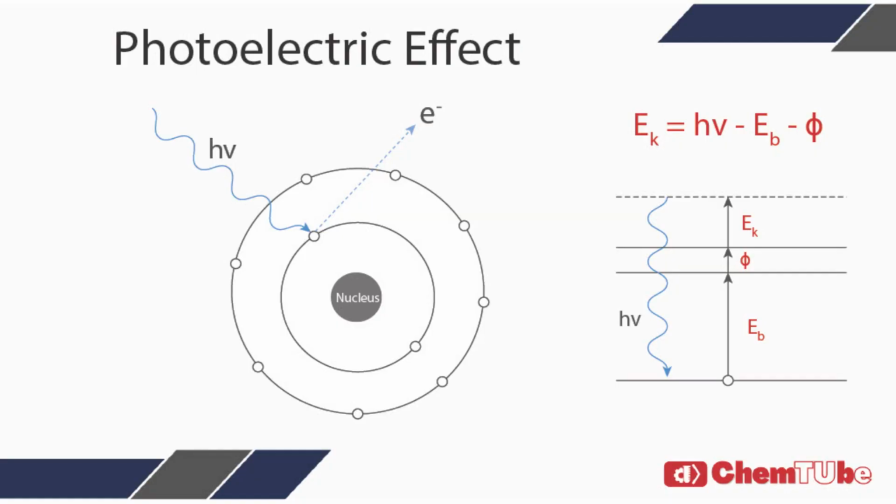XPS works by measuring the kinetic energy and intensity of electrons that are emitted from the surface of a sample when it is exposed to a beam of X-rays. By analyzing the energy and intensity of these electrons, XPS can provide information about the chemical composition and electronic structure of the surface.